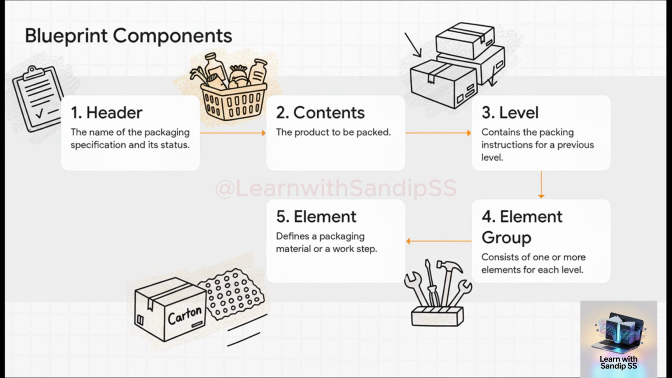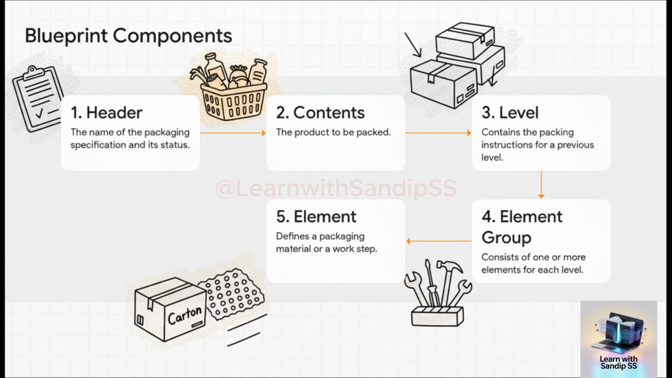You start with the header. That's kind of like the title page of your recipe book. Then you've got the contents, which is your ingredients list. What product are we actually packing? A level is like an assembly step. Say, put 10 of these into a carton. The element group is the toolkit you need for that step. And finally, the element is the specific tool, the exact carton model or a work instruction like make sure to add bubble wrap.